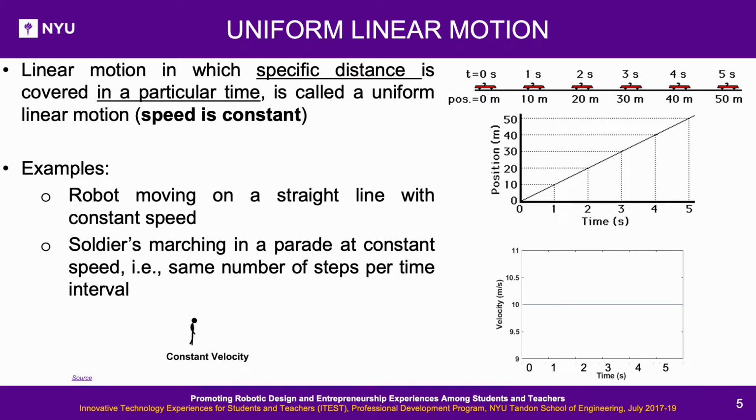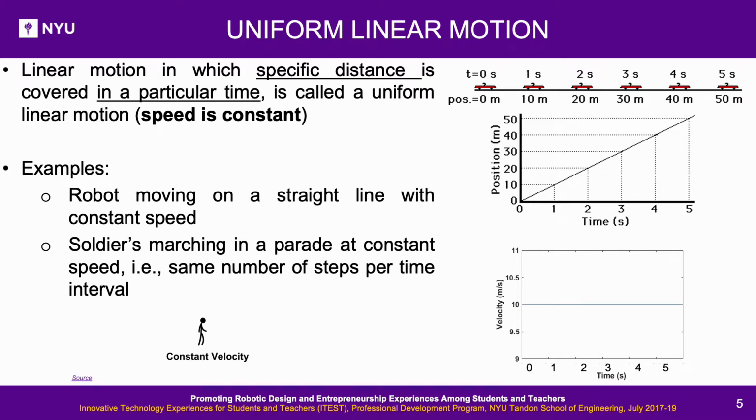Uniform linear motion. In uniform linear motion, the same distance is covered in every time interval, that is, the speed is constant. For example, a person walking at a constant speed, that is, same number of steps in every time interval. It can be observed from the position time plot that the change in position for the car after every time interval of 1 second is the same, that is, 10 meters.